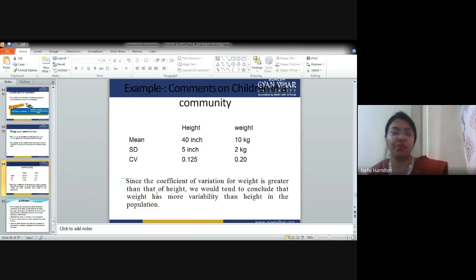The weight has more variability as compared to the height in the population, right? So this is how coefficient of variation makes it very easy for us to compare the two sets of data. If I have the coefficient of variation of two sets of data, I can easily tell which data has more variation and which data has less variation. The lesser the value, the lesser the variation; the more the value, the more the variation, right? 0.20 is the coefficient of variation of weight given in the example. So weight has more variability as compared to the height, right?